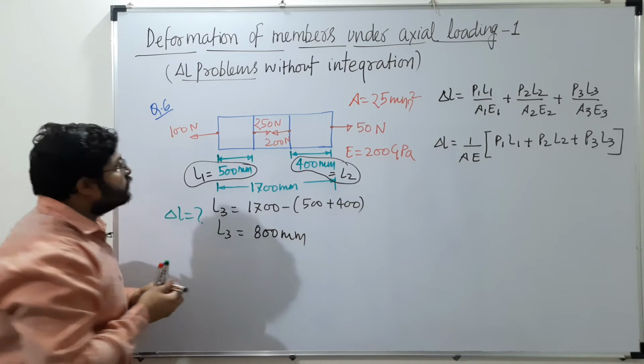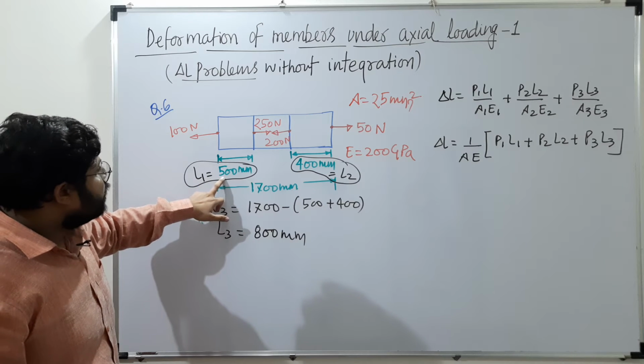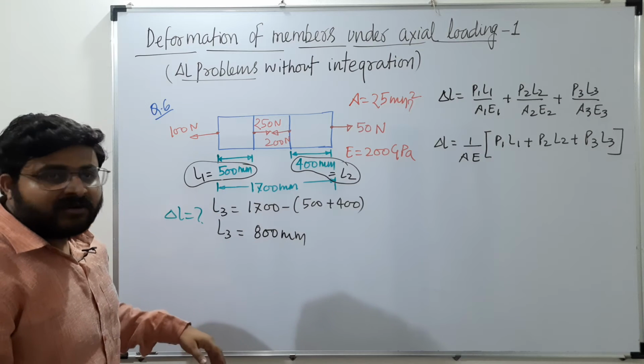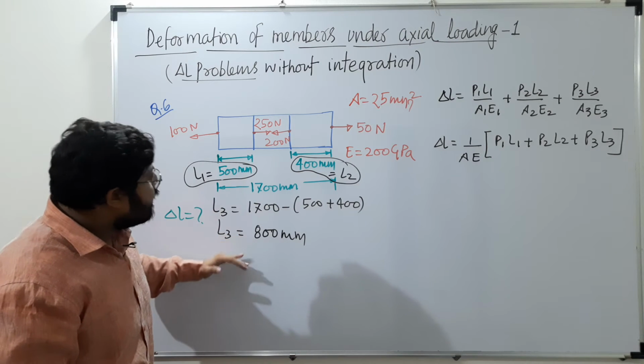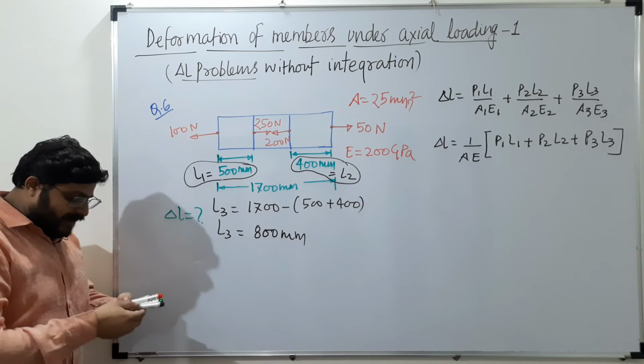millimeter. So we can see this also: 8 plus 5, 13 plus 4, 17. 1700 millimeters. So L1, L2, L3, all values are known to us now. Now we will look at how to get the value of P1.